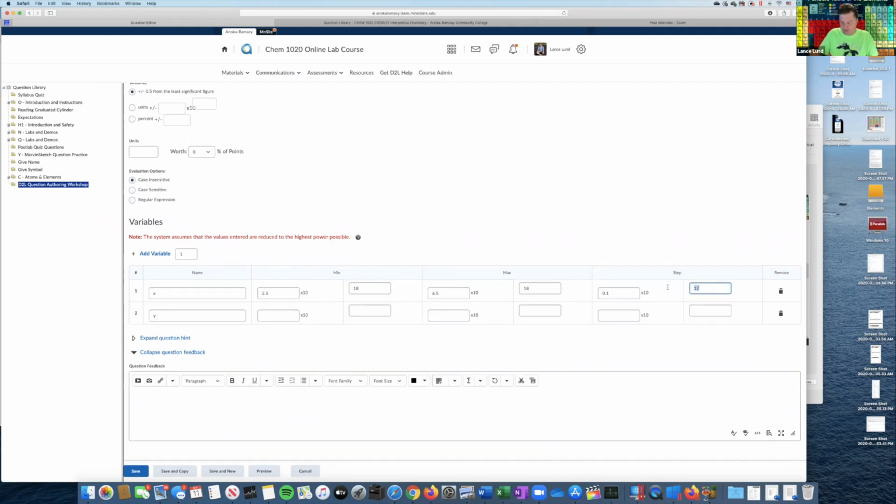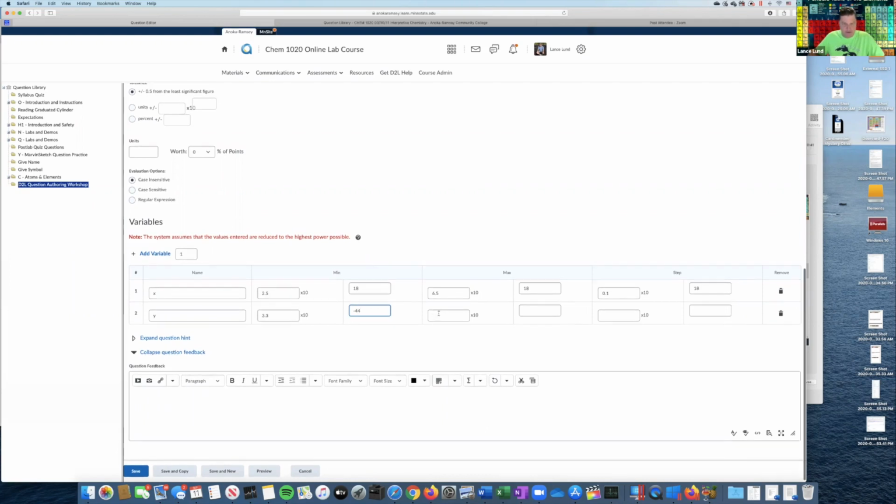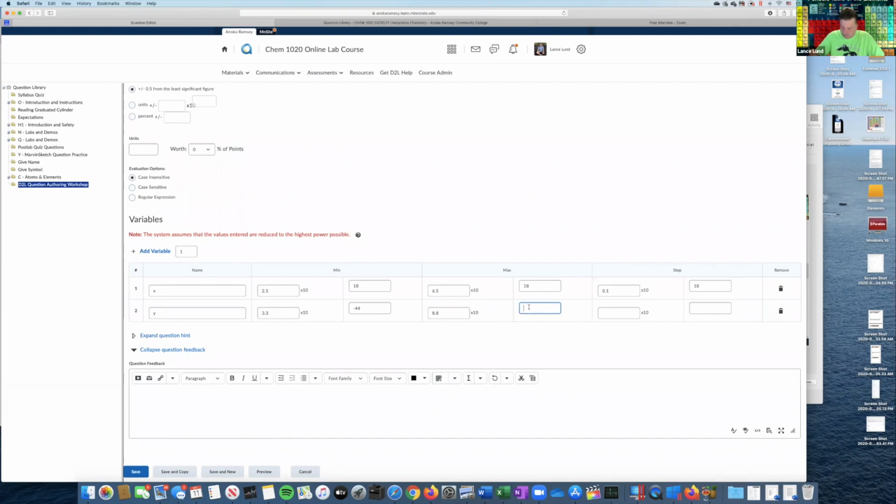I prefer to keep all of my exponents at the same level. And then maybe for y, and again, I'm just making up random values, let's say this would go from 3.3 times 10 to the negative 44th, all the way up to 8.8 times 10 to the negative 44th.